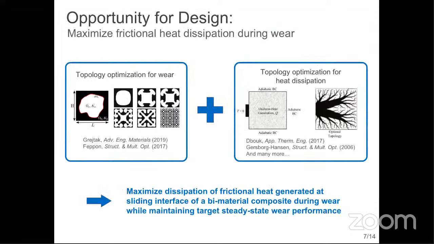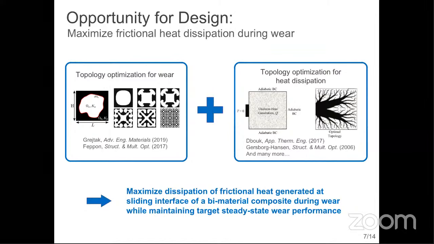So the opportunity for design today is combining the concepts and tools that are already very mature in TO for heat transfer with the work we introduced in TO for simple mechanical wear. As a first step, we're looking at maximizing the dissipation of frictional heat generated at the sliding interface of a bimaterial composite during wear, while maintaining some target steady state wear performance. We want to maintain that target steady state wear performance in order to ensure an acceptable lifetime of a component. So in simple words, our first step is a thermal optimization with a wear constraint.